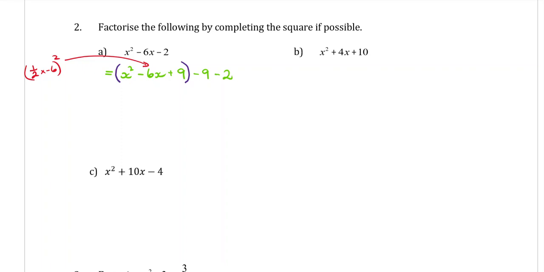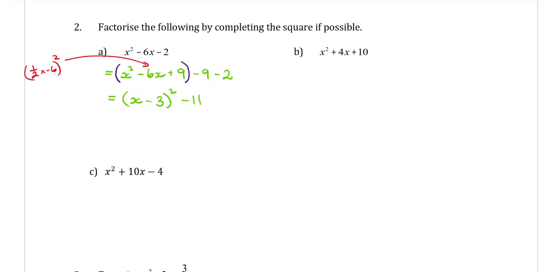Okay, so let's now factorise the perfect square part. So we're going to have a set of brackets, all squared, and we're going to have x at the beginning, and half of this minus 6, which is minus 3, will go inside the bracket. The minus 9, minus 2, I'm going to collect those up to be a negative 11 on the end. So I have succeeded in making a perfect square, but that is not completely factorized.